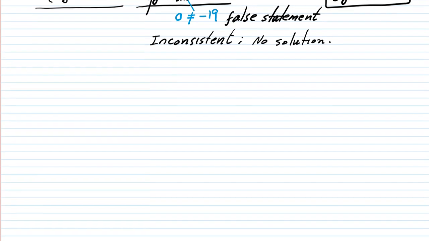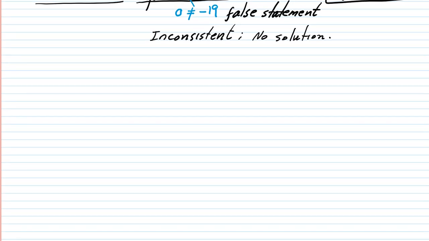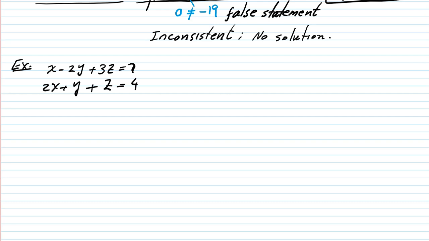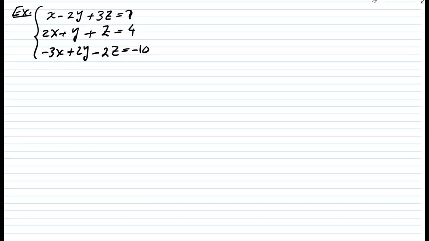Now let's take a look at a system that actually has a solution, and then I will graph this. So here's my example. Let's say I have x minus 2y plus 3z equals 7, and then 2x plus y plus z equals 4. And my third equation, negative 3x plus 2y minus 2z equals negative 10. All right, and I want to solve this. I'm going to solve this system using the elimination method.